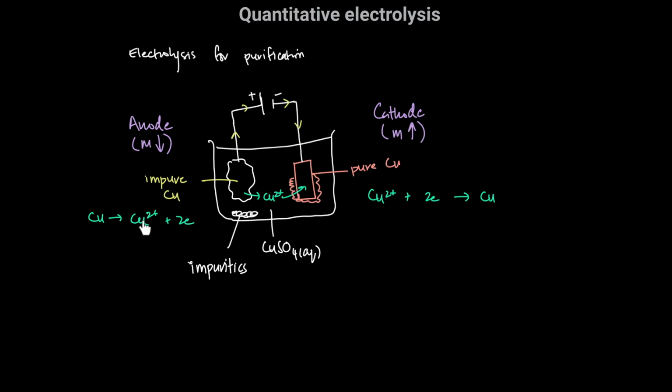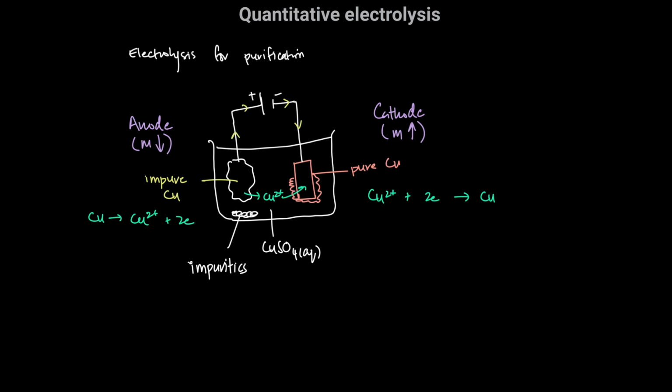So however many copper ions are formed from the anode, right, will be equal to the number of copper ions that deposit to form copper at the cathode. Obviously, the total loss in mass at the anode will be greater than the gain at the cathode, because you're losing that copper plus impurities, whereas at the cathode you're only depositing copper.